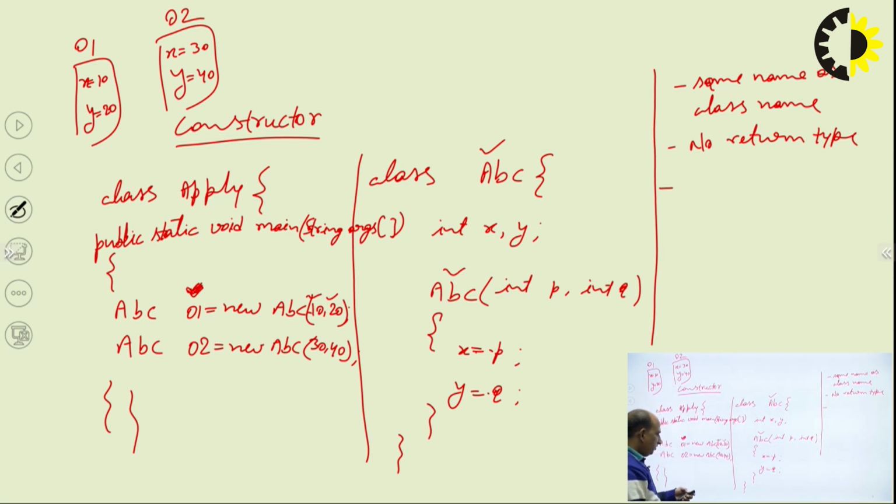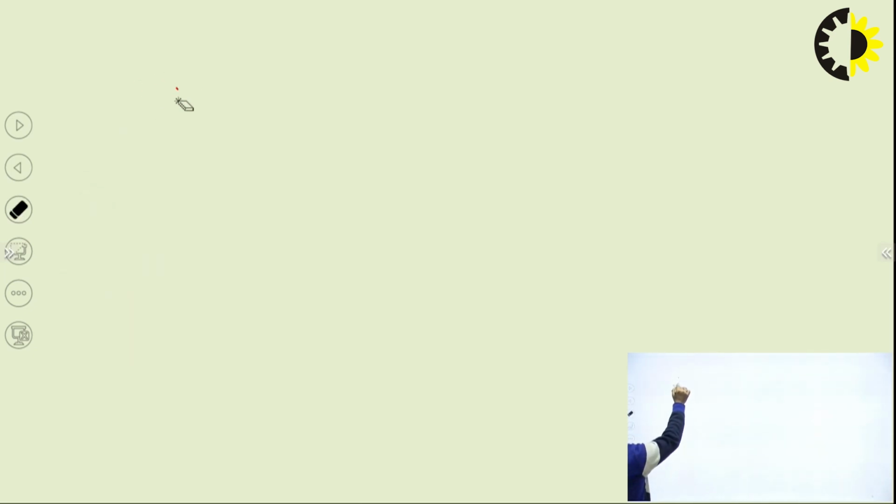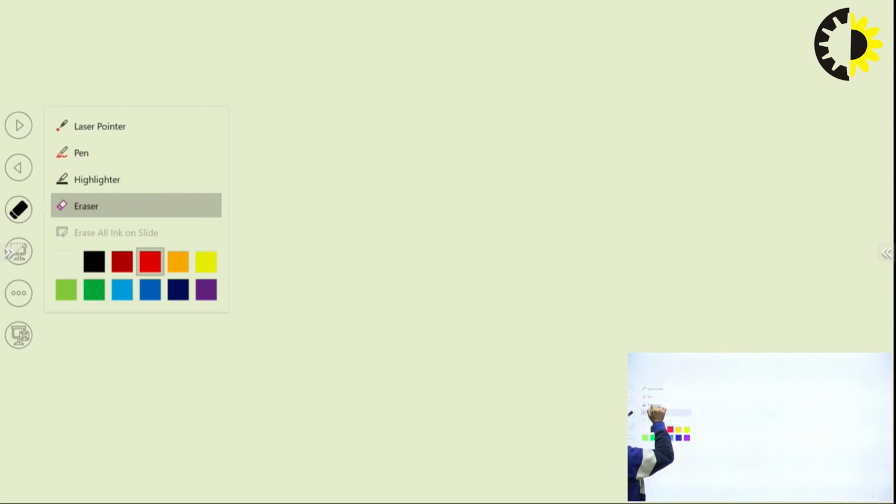So now, what are the different types of constructor? Before moving to the types of constructor, one more thing we must cover: we must understand what the this keyword is and what its use is. Then we will go to the types of constructor.